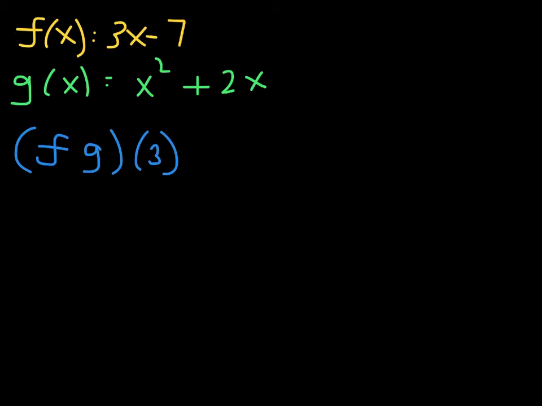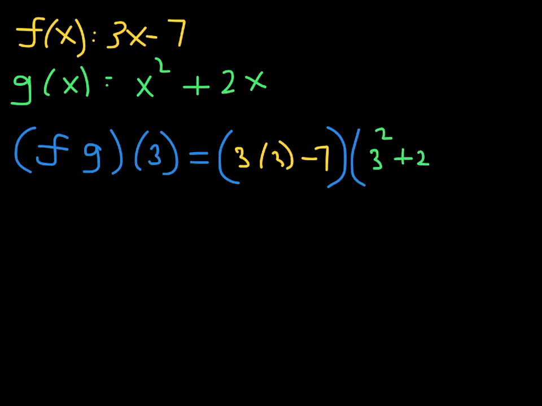Okay, so let's see how you did. When you plug 3 into f, it looks like this: 3 times 3 minus 7. That's a little sloppy, but 3 times 3 minus 7. Now, that's what I get when I plug 3 into f. I also have to plug 3 into g, and that would look like 3 squared plus 2 times 3. Again, excuse my sloppy handwriting. All right, so let's keep going.